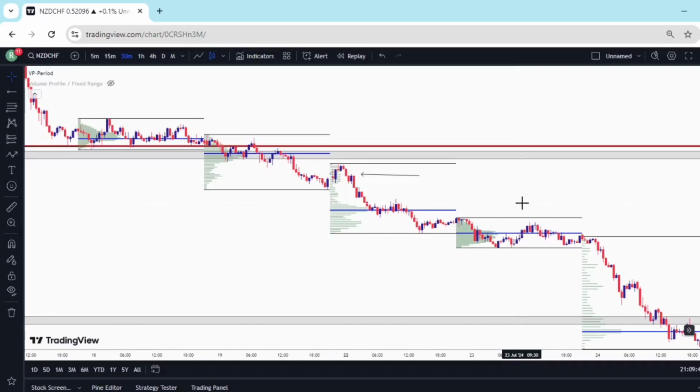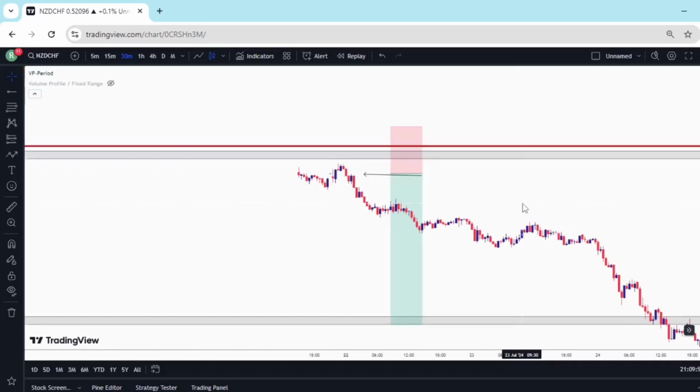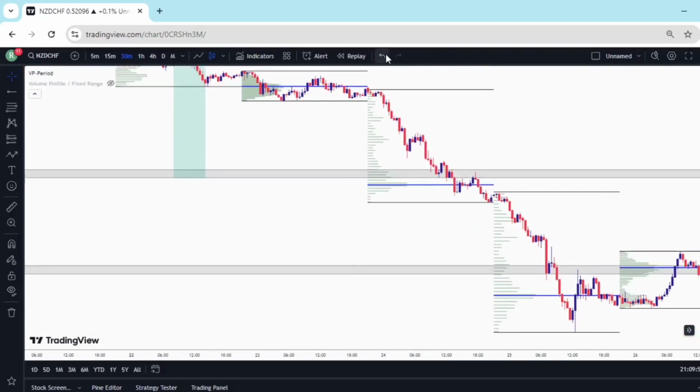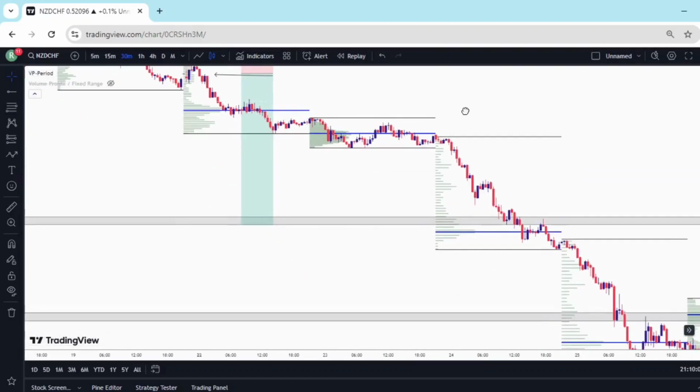Now, this could be a profitable strategy if you are disciplined. If you are disciplined, you can keep on going. You saw a similar thing happen here.